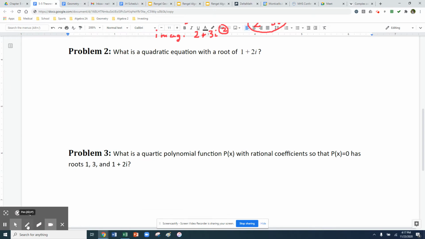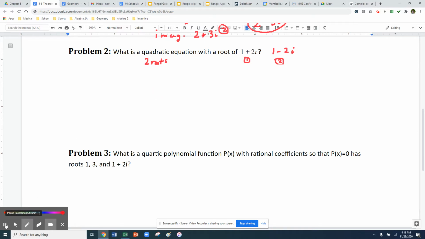Problem 2, we are going to write polynomials from their roots. So we're going to find a quadratic equation. So just keep in mind, a quadratic equation is going to have 2 roots with the root of 1 plus 2i. Now you're looking at this with a root. This is only one of those roots, so I have to use my conjugate root theorem. Another root then is going to be 1 minus 2i. There's my 2 roots. Now I have to write a quadratic equation from those 2 roots.